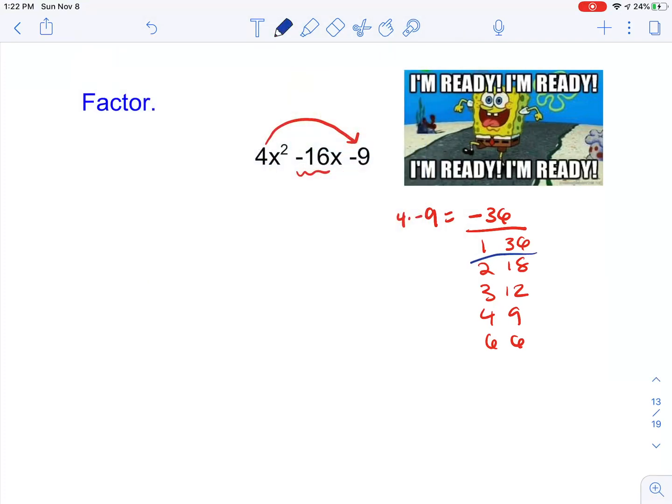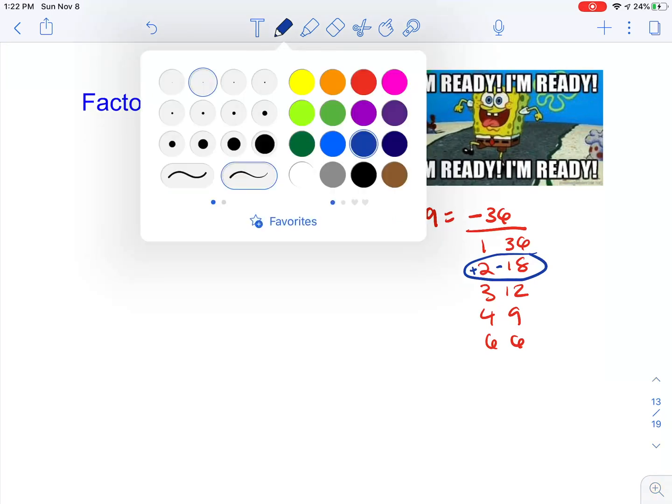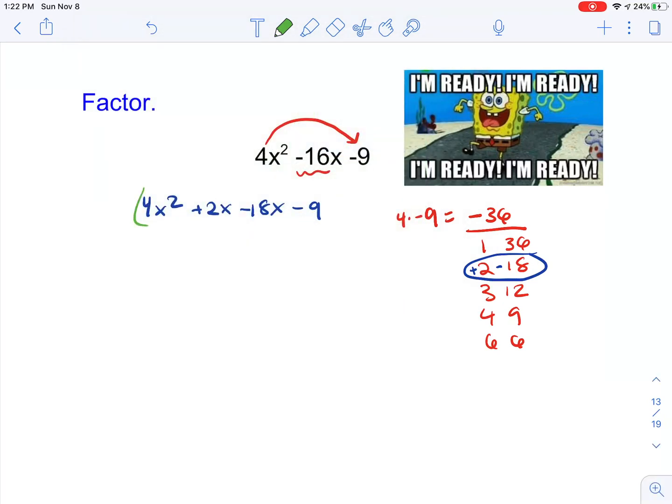If I take a look at the factors and focus in on 2 and 18, I know that if 2 is positive and 18 is negative, they multiply to a negative 36, but also add to the minus 16. So I'm going to take those two, and remember, I'm going to make them the coefficients of x. So 2x minus 18x minus 9. Now that I have my 4 terms, I can go directly to my grouping stage.